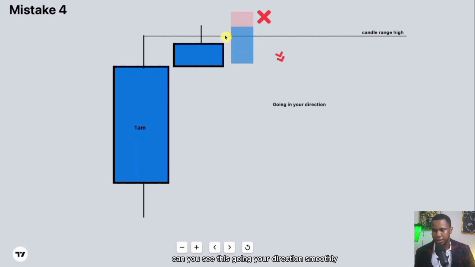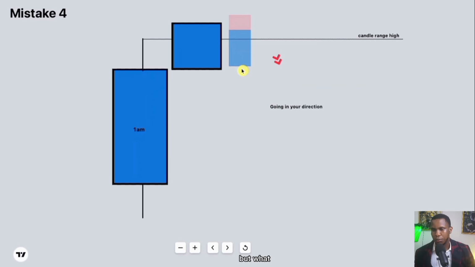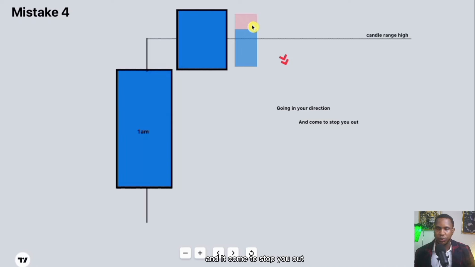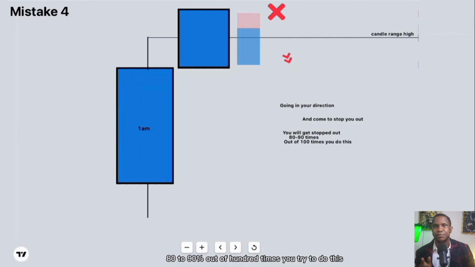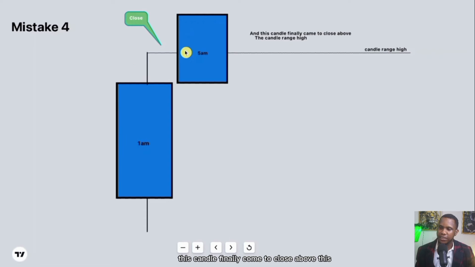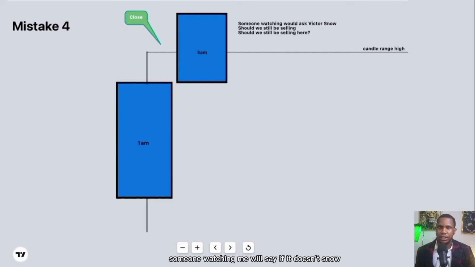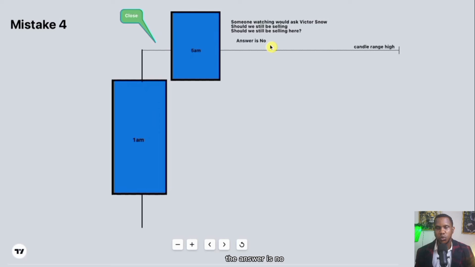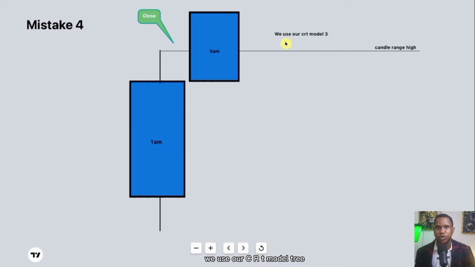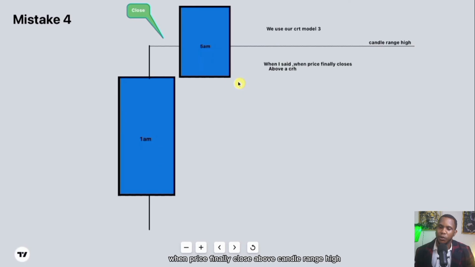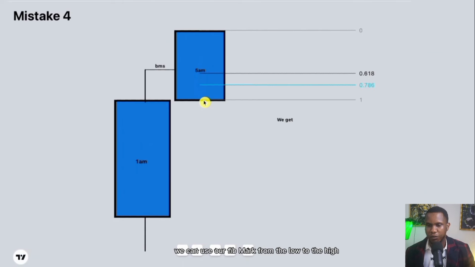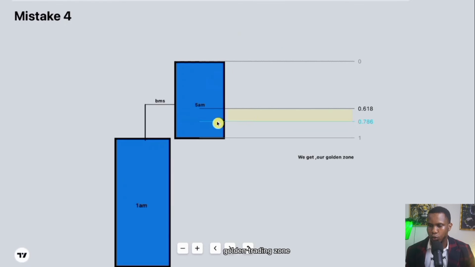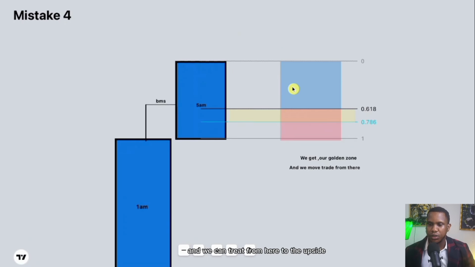Let's see. Can you see this is going in your direction smoothly, but it comes to stop you out. You get stopped out 80 to 90% out of 100 times you try to do this. The candle finally comes to close above our candle range high. Someone watching me will say, Victor Snow, should we still be selling here? The answer is no. We use our CRT model 3, which I said that when price finally closes above the candle range high, we can use our fib mark from the low to the high and get our golden trading zone, and we can trade from here to the upside.